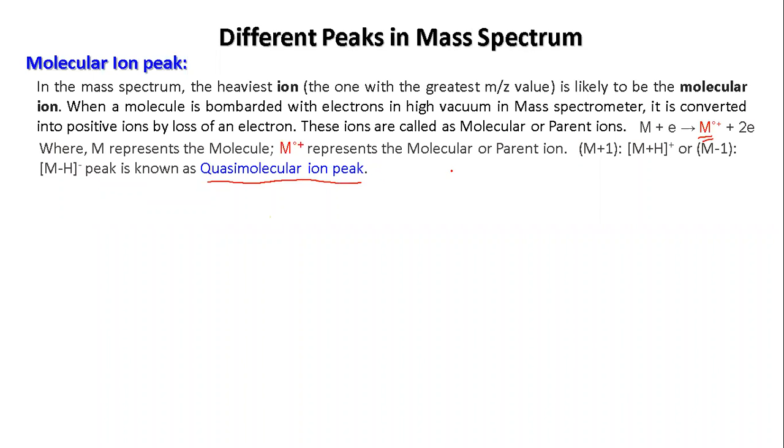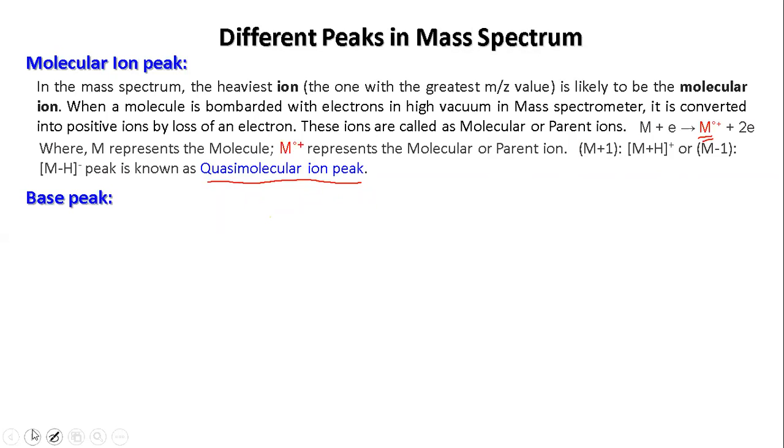Now you remember the CI ionization technique. In the chemical ionization technique, you see proton transfer, right? So whatever molecular ion you get in chemical ionization is termed a quasi-molecular ion, the quasi-molecular ion peak.